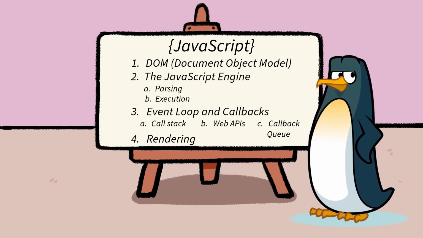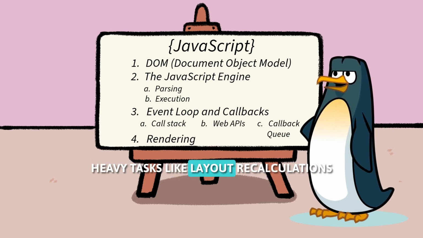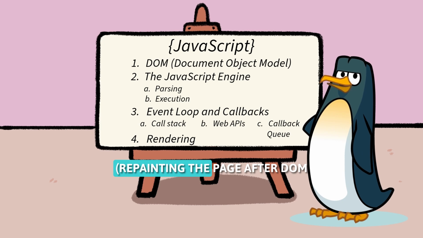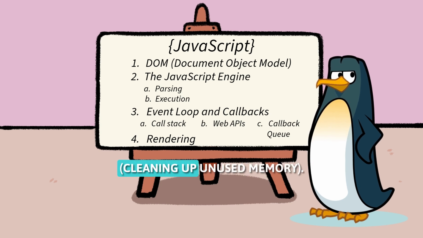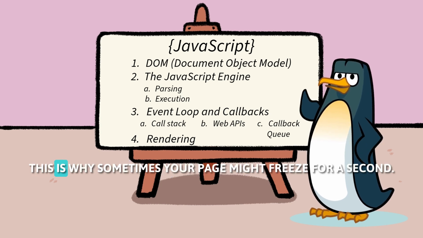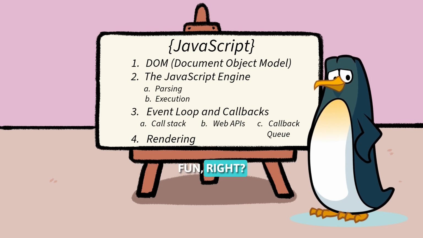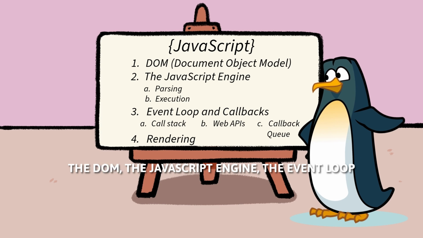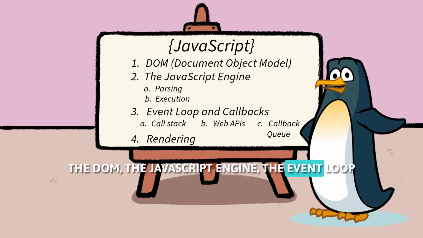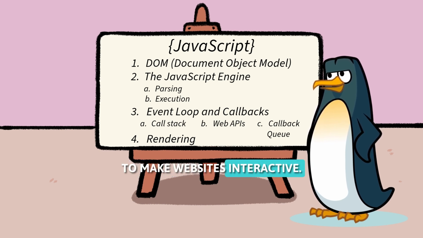Little-known fact. Browsers pause JavaScript execution during heavy tasks like layout recalculations, repainting the page after DOM changes, or garbage collection, cleaning up unused memory. This is why sometimes your page might freeze for a second. Fun, right? JavaScript in the browser is like a conductor guiding an orchestra. The DOM, the JavaScript engine, the event loop, and rendering all play in harmony to make websites interactive.